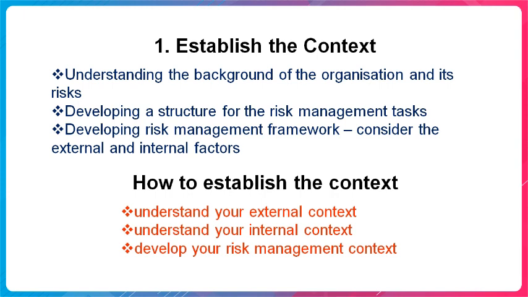Then we see the key elements of internal context. Number 1, capabilities, for example capital, people, competencies, processes, systems and technologies. Number 2, information flows and decision making processes. Number 3, internal stakeholders. Then number 4, objectives and strategies. Then policies and processes. And finally structures, for example governance, roles and accountabilities. These all are the elements of internal context.